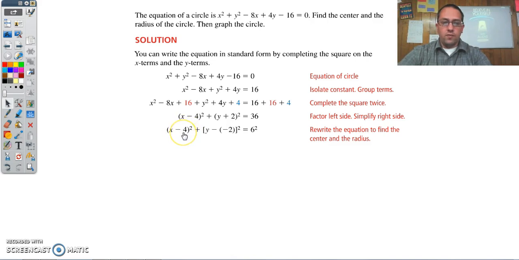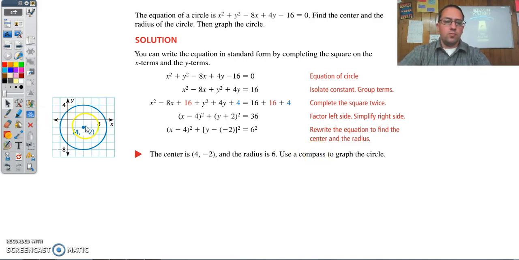So h is 4, because remember, this is x minus h, so it's going to look opposite. Rewriting this as y minus k, k is -2, and then r is going to be 6, because it's the square root of 36. So our center is at (4, -2). The radius is 6. So then we can graph the circle. Use a compass, makes it nice. That way you can get an even circle. The radius is the same all the way around. Plot your center, and we draw the circle.